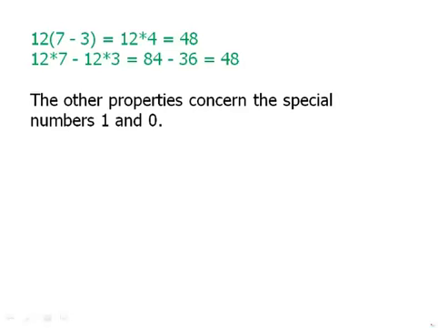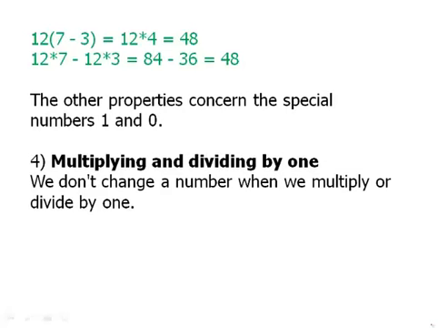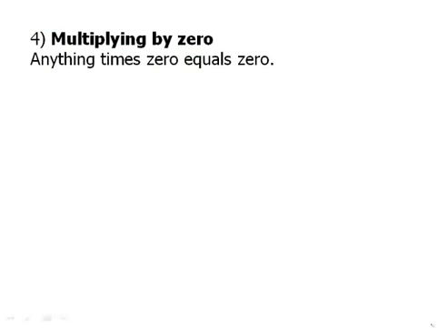There are other properties that concern the special numbers 1 and 0. The first one is multiplying and dividing by 1. Very simple. We don't change a number when we multiply or divide by 1. So we can represent that symbolically this way: A times 1 equals A divided by 1 equals A. Absolutely no change if we multiply or divide by 1. Multiplying by 0, anything times 0 equals 0. Again, very simple. So A times 0 equals 0 times A equals 0. So we're perfectly allowed to multiply by 0, and we always get 0. We're not allowed to divide by 0. That's a very important point.